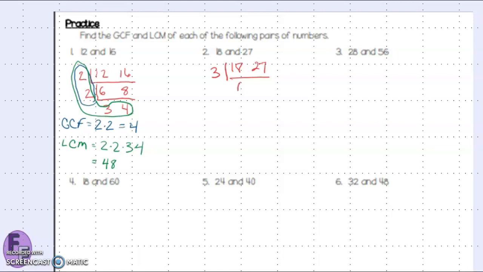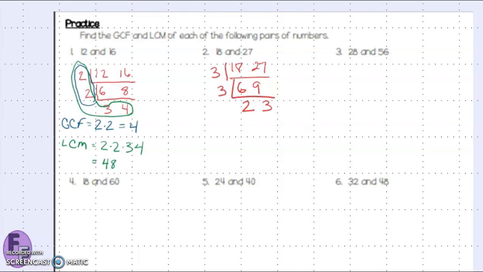18 divided by 3 is 6. 27 divided by 3 is 9. Since both these numbers are divisible by 3 again, I will continue my division. 6 divided by 3 is 2. 9 divided by 3 is 3. Since 2 and 3 are relatively prime, they only share a factor of 1, I'm done with my division.